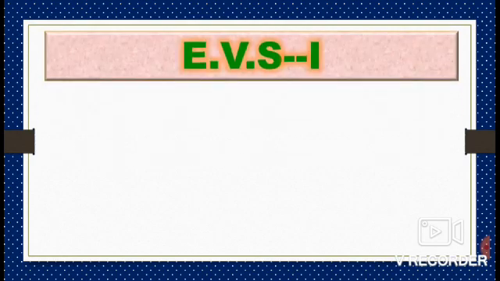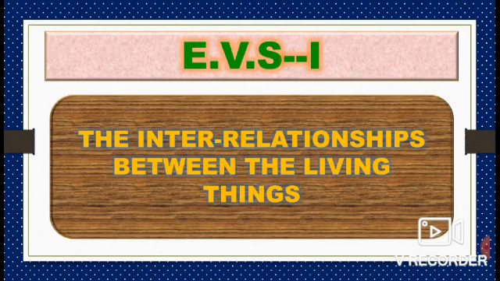Now students, open your EVS 1 textbook, page 7. Lesson number 2, the interrelationships between living things.